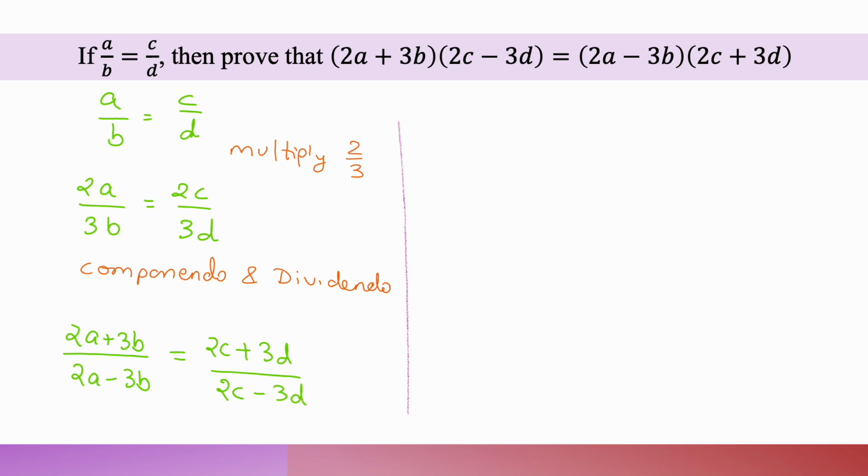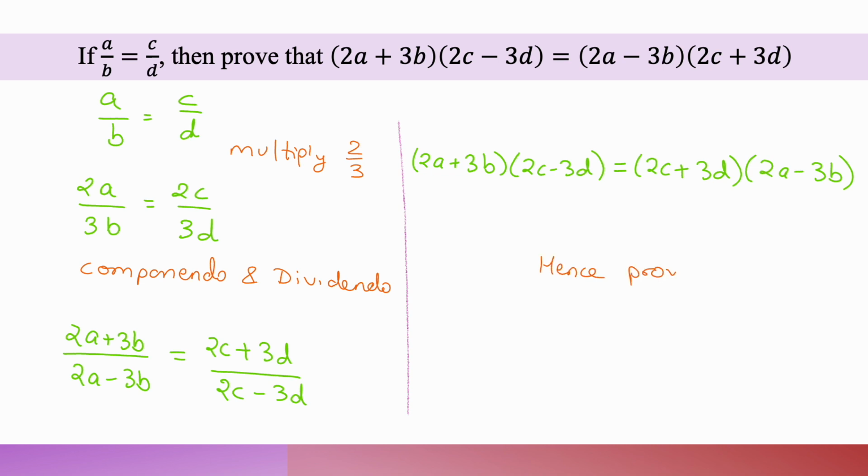Now if we look at what is required in the proof, we just need to cross multiply the denominators in this equation. So on cross multiplying the denominators in this equation, we get (2a plus 3b) into (2c minus 3d) is equal to (2c plus 3d) into (2a minus 3b). Hence, our required result is obtained.